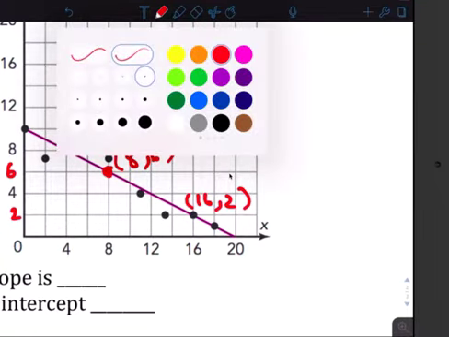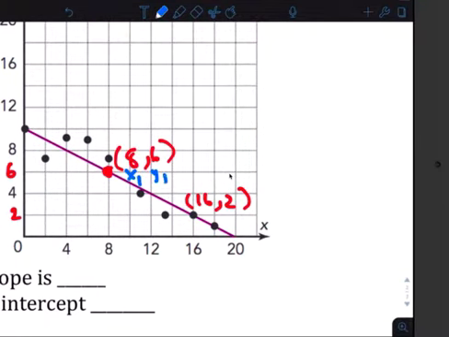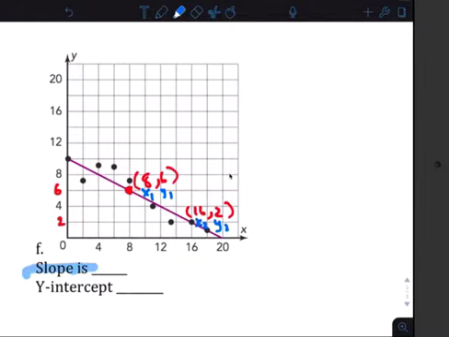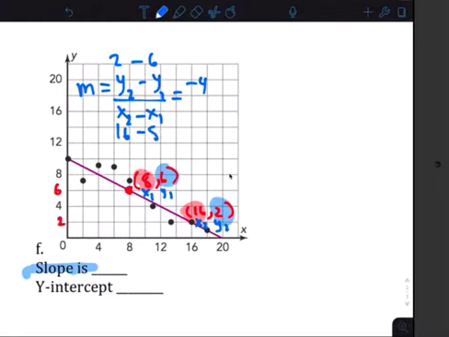I'll use my top numbers always as x sub 1, y sub 1. It's going down, so that would be my first one. X sub 2, y sub 2. So to find slope, you need to use the slope formula: y sub 2 minus y sub 1 over x sub 2 minus x sub 1. The y is 2 minus 6. So 2 minus 6 is negative 4. The x is 16 minus 8. 16 minus 8 is 8, which can be reduced. Divide both of them by 4, you get negative 1/2.